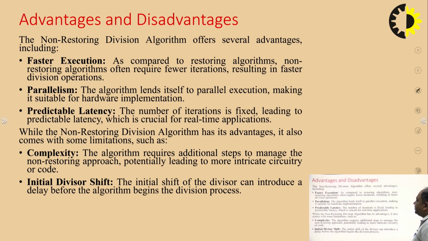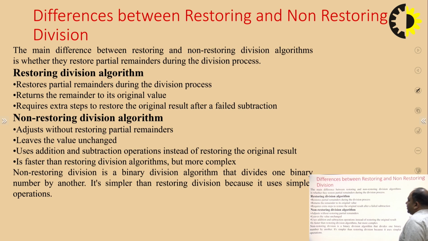Now, how is it different from restoring division? In restoring division, we restore the partial remainders during the division process, returning the remainder to its original value, which requires extra steps to restore the original result after a failed subtraction. While in non-restoring division, we adjust without restoring the partial remainders, we don't change the value, and use addition and subtraction operations instead of restoring the original results.